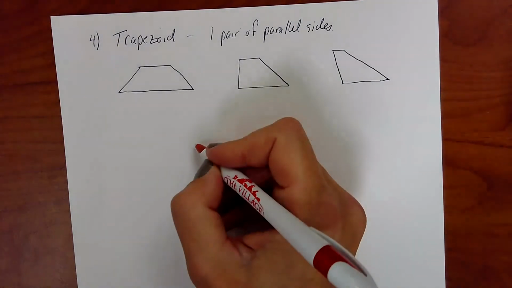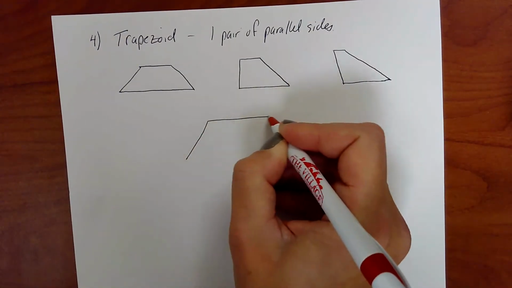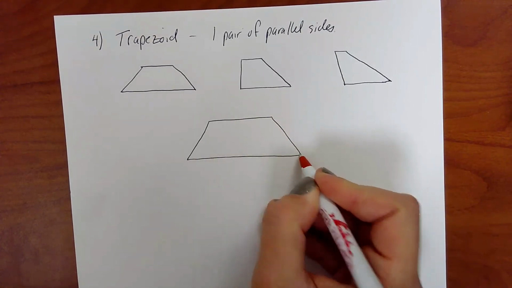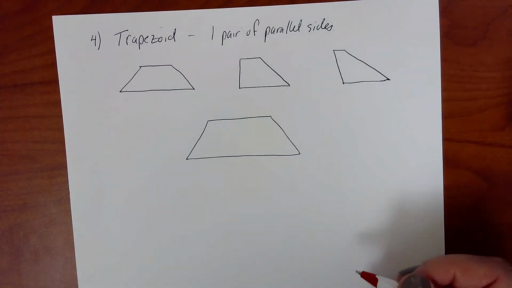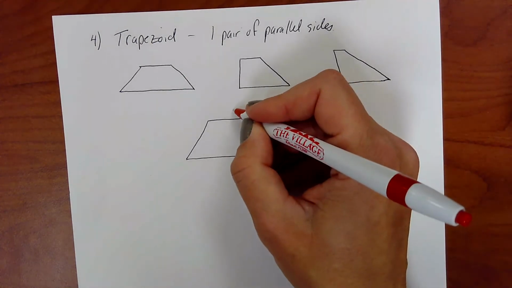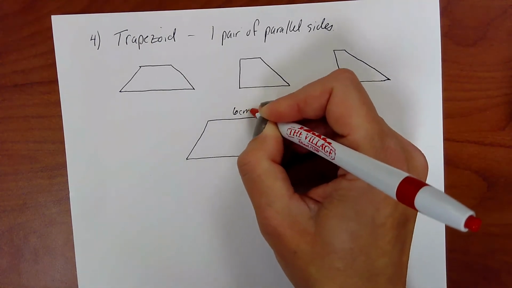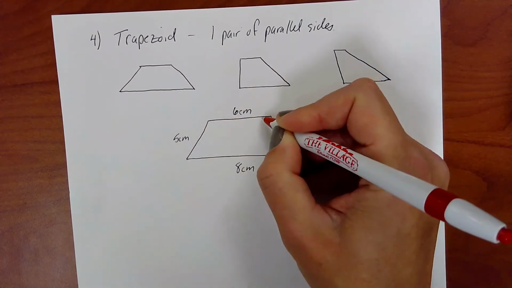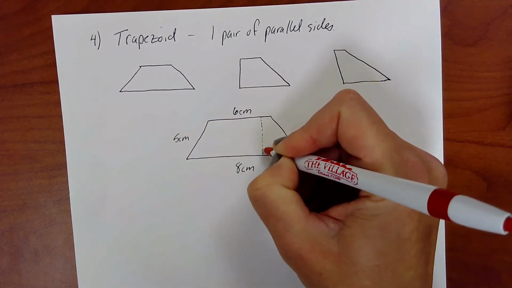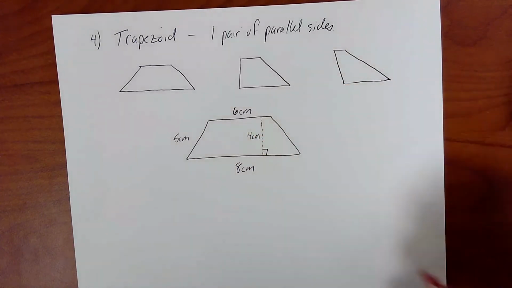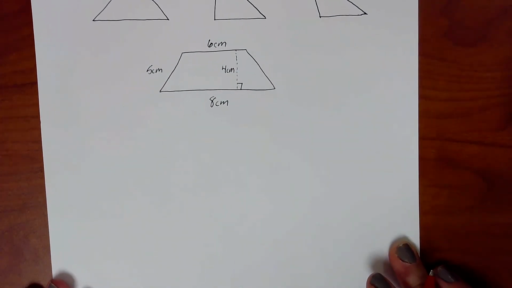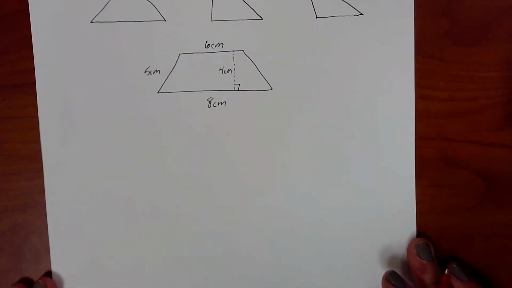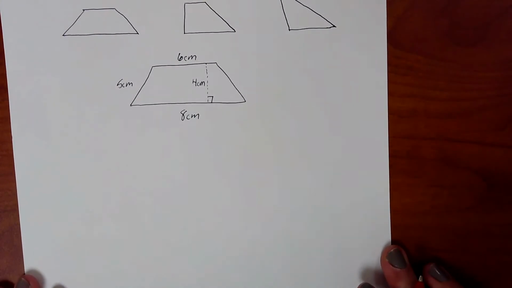Okay, so let's look at the classic one here. That's the most fun. And if these two sides on the side here are equal, it's called an isosceles trapezoid. Let's make an isosceles one. Let's say this is 6 centimeters, 5 centimeters, 8 centimeters, and they're going to drop down a height and tell you that's 4 centimeters.